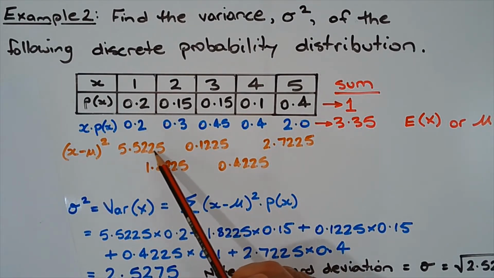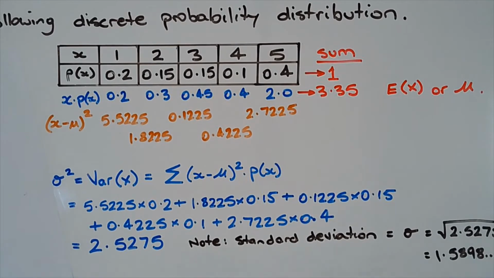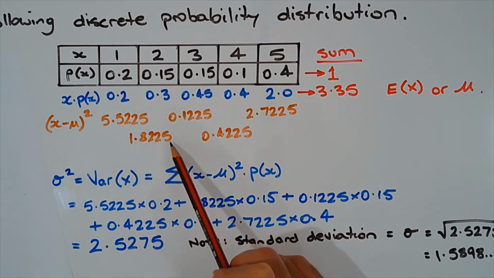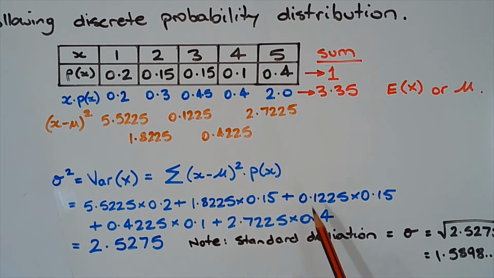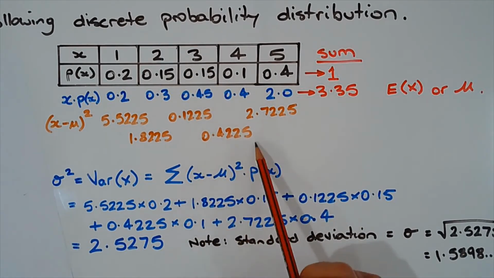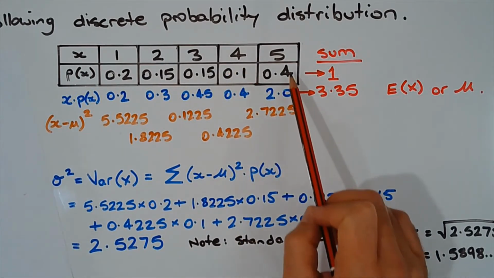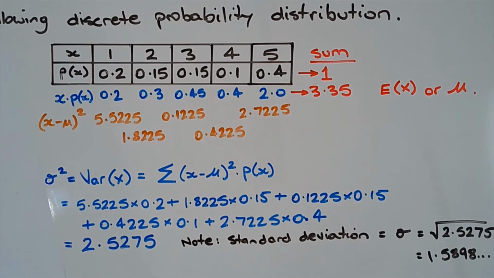So 5.5225 multiplied by 0.2, so that's this value here, plus 1.8225 multiplied by 0.15, that's this value here, plus 0.1225 multiplied by 0.15, and then plus that multiplied by that, and this value here multiplied by this value there, to give us this expression here. So adding all that together, evaluating that, we get 2.5275. And that's the variance.